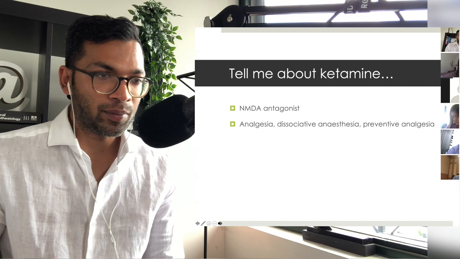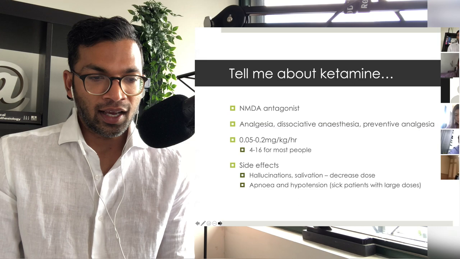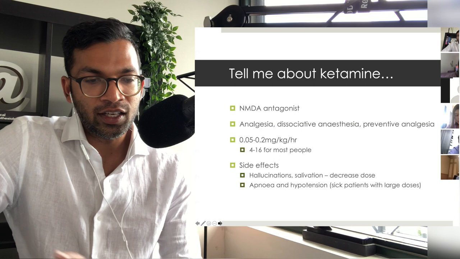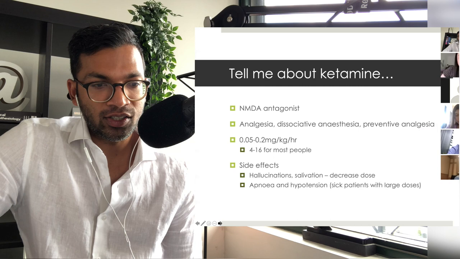It's roughly 0.05 to 0.2 milligrams per kilogram per hour. So 14 to 16 milligrams an hour for most people. And it's got pretty much just a few important side effects. Apnea and hypotension are virtually unheard of at those low doses. For example, if I give an anesthetic, I'd give 1 to 2 milligrams per kilogram. So, 70 to 140 milligrams for an induction dose.